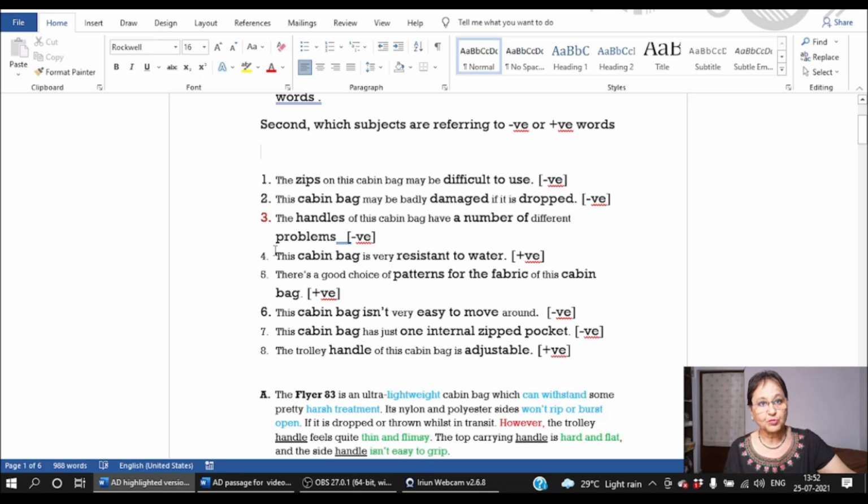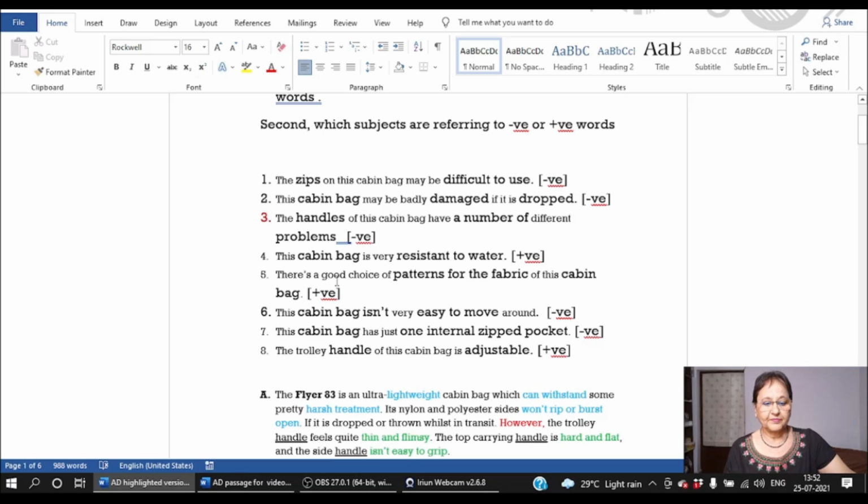Now we go to the fourth one: this cabin bag is very resistant to water. What is the subject here? Cabin bag. And what about the cabin bag? Resistant to water. This again is a negative. No, it's not a negative. Resistant is not a negative word. Resistant means can withstand. So that is positive.